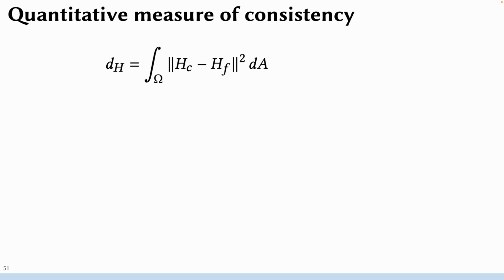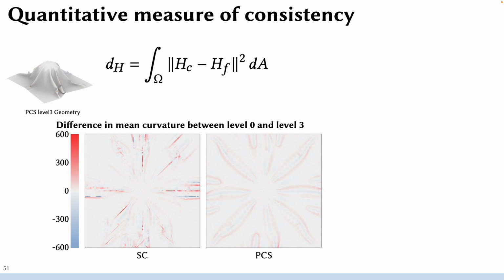And how about a quantitative measure? In our paper, we take the first step towards a quantitative measure of wrinkle consistency by integrating the area-weighted mean curvature difference, HC minus HF here, over the whole mesh domain omega between corresponding coarse and fine levels and get a scalar value dH. And in this figure, we compare the point-wise difference in the mean curvature for the previous inconsistent example of SC and PCS on their common flat-based domain. And here you can see the SC method exhibits regions of large difference in curvature.